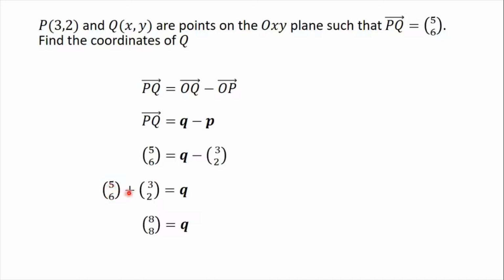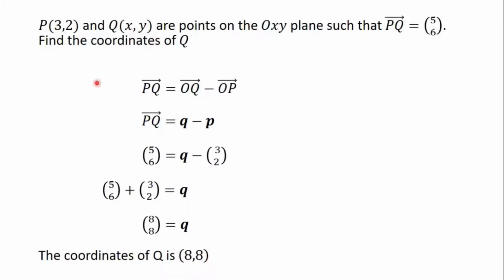So 5 plus 3 will give us 8. 6 plus 2 will give us 8. So it means that the components of position vector Q are 8 and 8. But we know that the components of position vector Q are the same as the coordinates of the point Q. So it means that the coordinates of the point Q will be 8, 8.